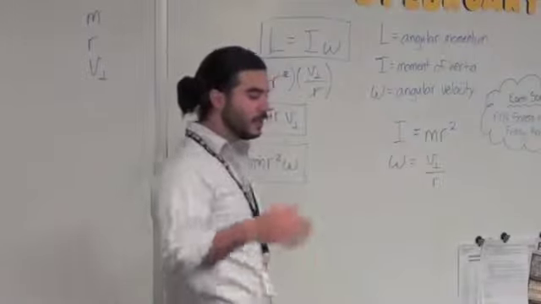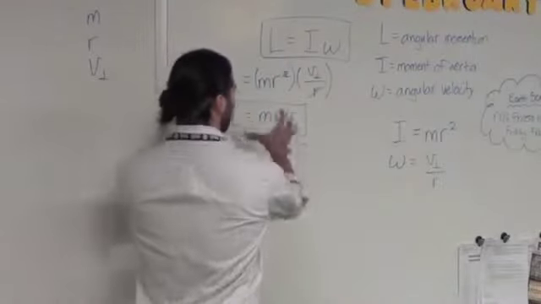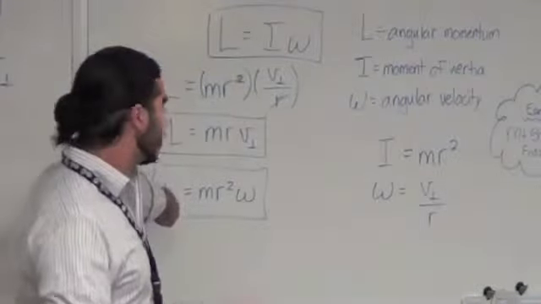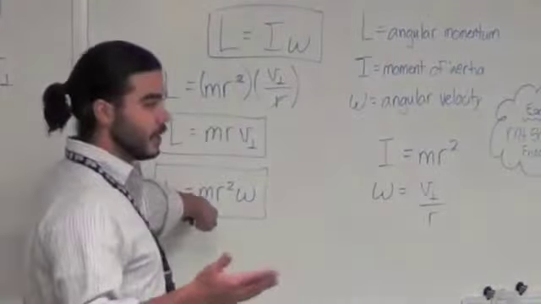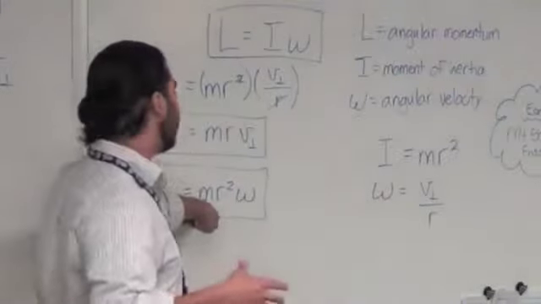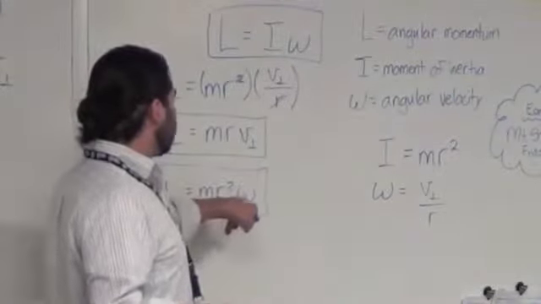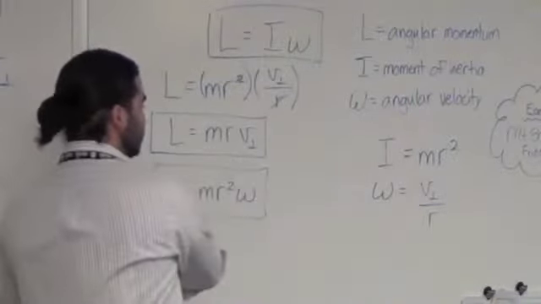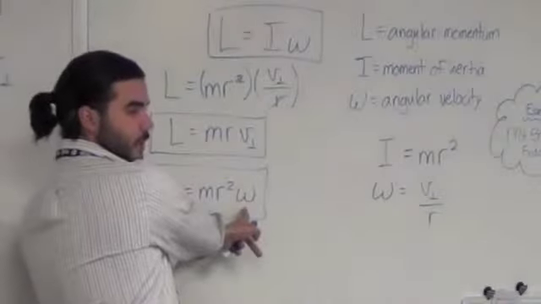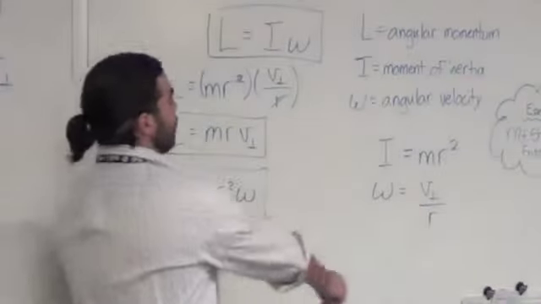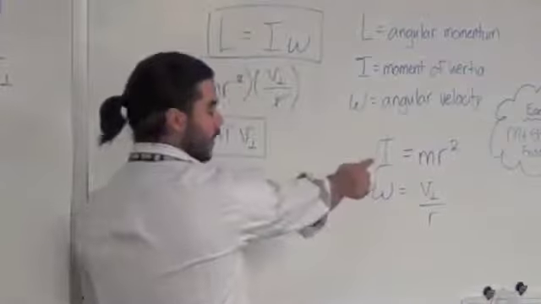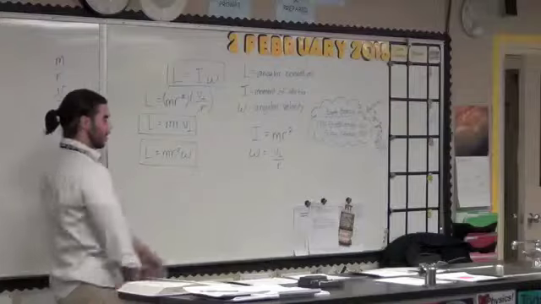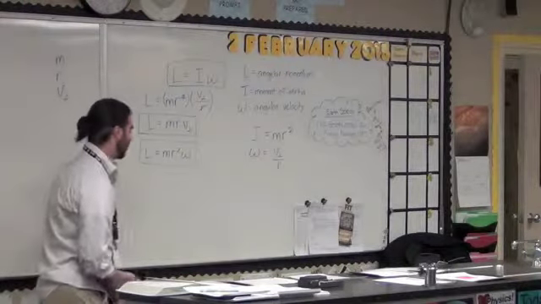This is all you technically need to know to ace the math problems, but to understand conceptually what this means: if L is remaining the same, and your mass is remaining the same as long as nothing's coming into the system, then if the radius becomes larger, for L to stay the same, omega is going to have to become smaller. Omega is your angular velocity. Or if your radius goes up, your tangential velocity has to go down. That's what the math means.